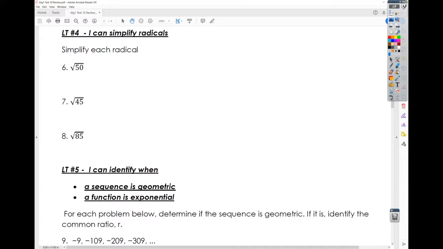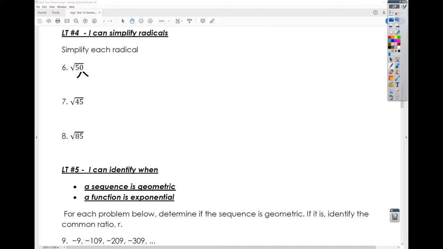Simplifying radical expressions. All right. So on number 6, we have the square root of 50. The first thing we want to do is find the prime factorization of 50. So we want to start by finding two numbers that multiply to equal 50. 5 and 10 would work. 25 and 2 would work. Those would be a couple good ways you could start this off.